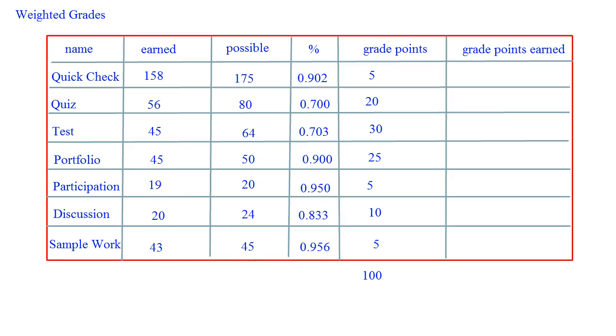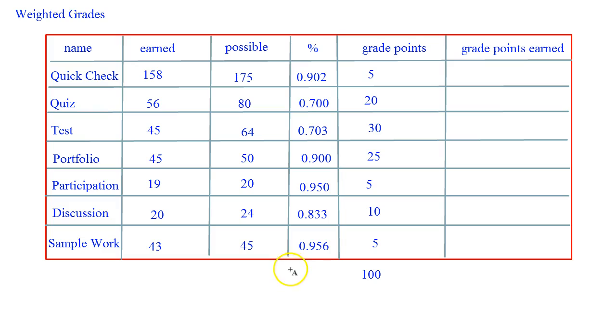So remember, once again, to find this category right here, you're going to take the points earned and divide it by the points possible, and that will equal your percentage. So there's a quick calculation for you. Now to get grade points, the grade points are already given to us, so we need to get grade points earned. For this category, we're going to take the grade points and multiply it by the percentage to get the grade points earned.